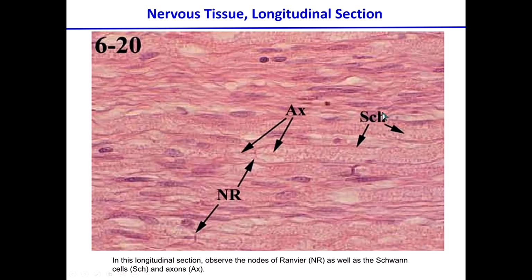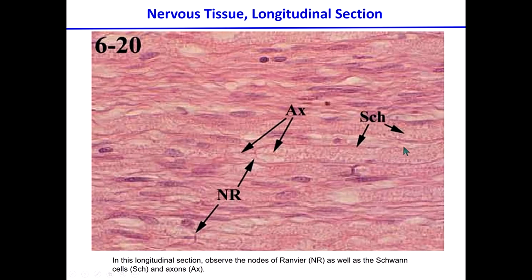Now this is a longitudinal section of a nervous tissue. And I want to illustrate here, because of the question before about the interruptions or the breaks, how an interruption in the myelin and the node of Ranvier will be located.